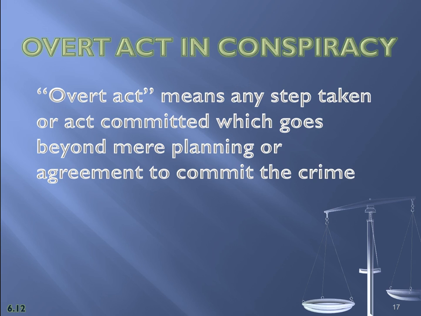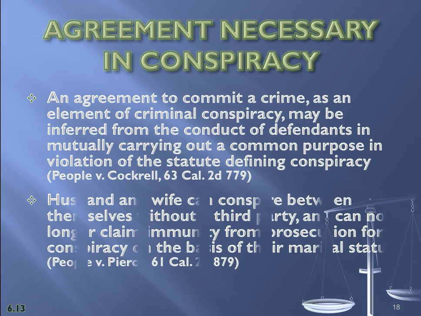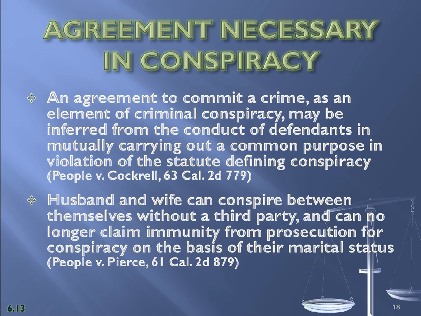Now, remember, conspiracy is a specific intent crime, requiring the accused to have the intent to commit the offense, which is the object of the conspiracy. To sustain a conviction for conspiracy, there must be proof that the accused entered into a criminal agreement with specific intent to commit an unlawful act or to do a lawful act in an unlawful manner. And we've already talked about what that overt act would be in conspiracy. So again, you need to have an agreement to commit a crime as an element of conspiracy. It may be inferred from the conduct of the defendants in mutually carrying out a common purpose in violation of the statute defining conspiracy.